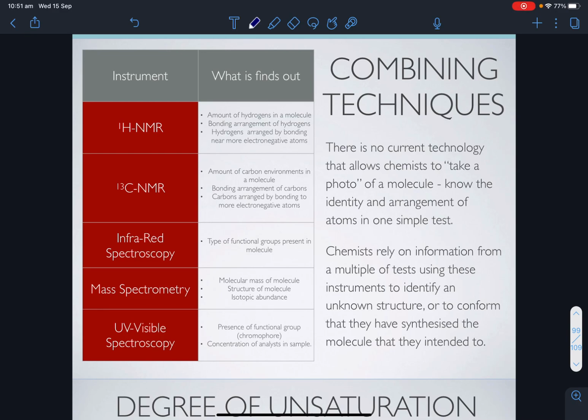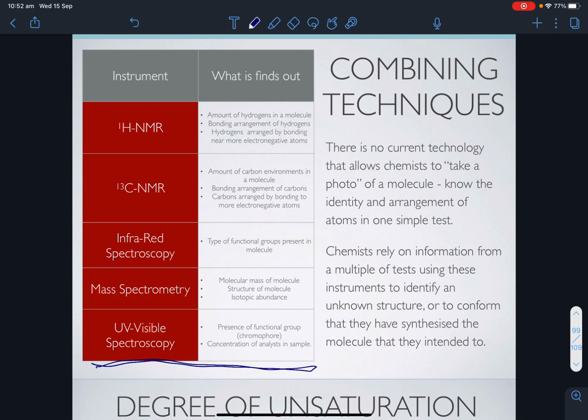Okay, to finish up our chapter on organic analysis, we're going to talk about what we actually do. Chemists get to a point where they cannot use one of these techniques to give them all the information about a molecule. What we do is we combine certain results from these. So here I've put a diagram that I put in earlier, but I've just kept what it finds out. We're going to use different ones of these, and the HSC could give you 2 or 3 different ones to help you identify the one molecule.